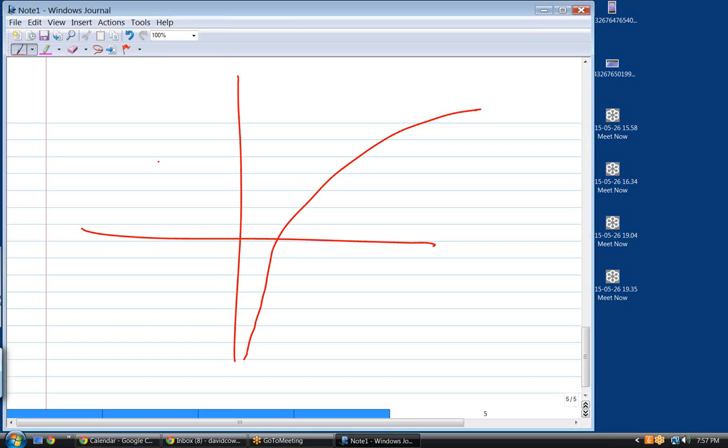Because even if you move it left and right, the range is still going to be negative infinity to positive infinity. Even if I change the shape, even if I reflect it over either axis. In other words, if I reflect it over the y-axis, it's still negative infinity to positive infinity.